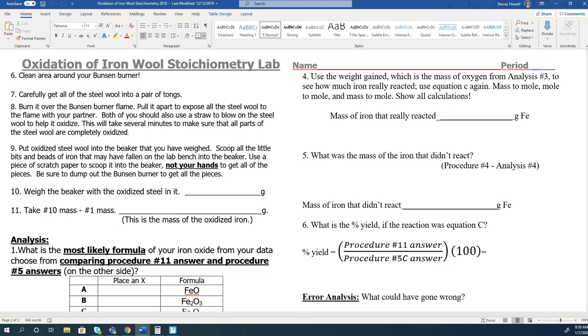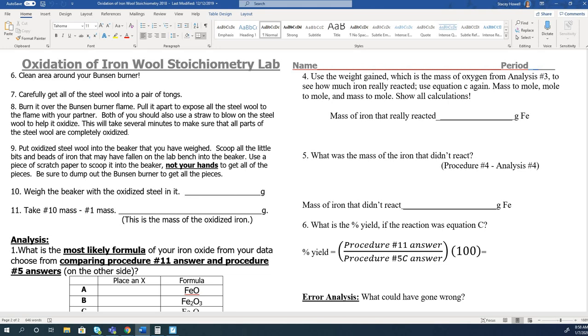You want to keep the sparks on top of the table, because anything that falls off is weight you lost. Your ending product needs to weigh more than your beginning product because we're adding oxygen to it. If it doesn't, you've lost. So you've got to go back and try and figure it out.